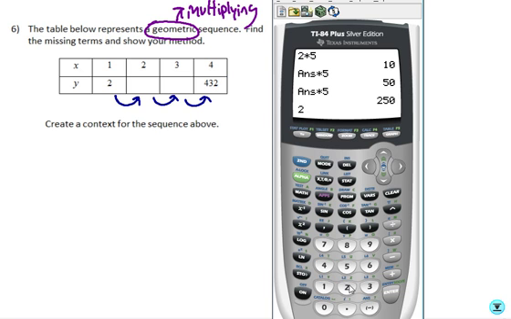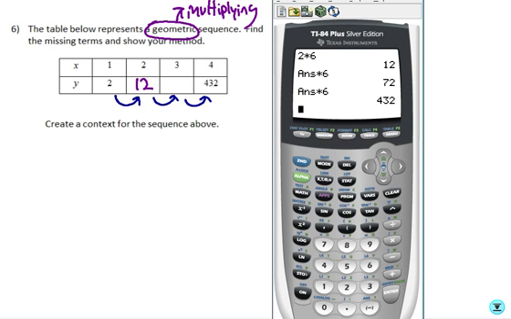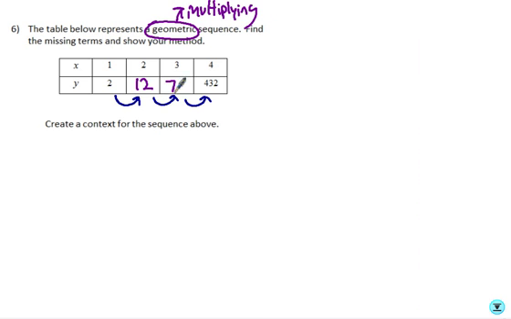What if I said 2, so let me clear that. What if I said 2 times 6, and then times 6, and then times 6? Oh, 432. So that must be what I'm looking for. So that would be 12. And then 12 times 6 gives me 72. And then times another 6, right? So this would be times 4, and then times 4.